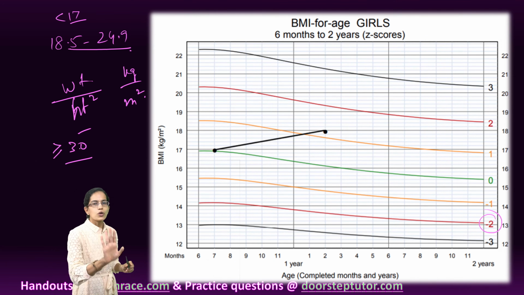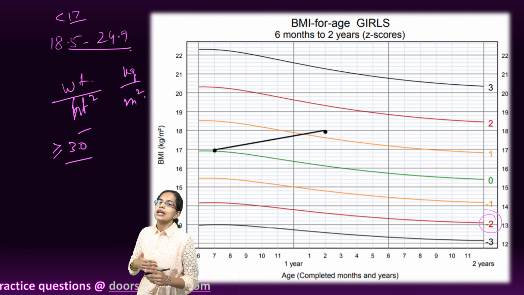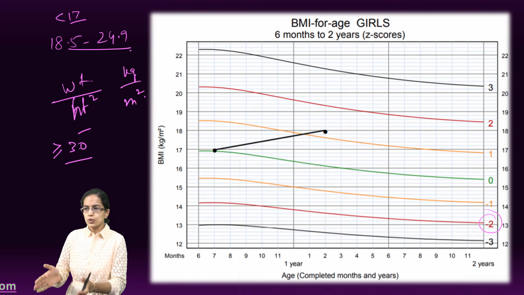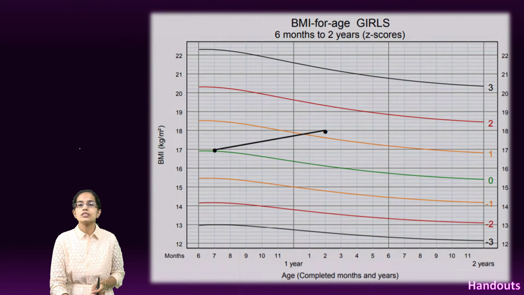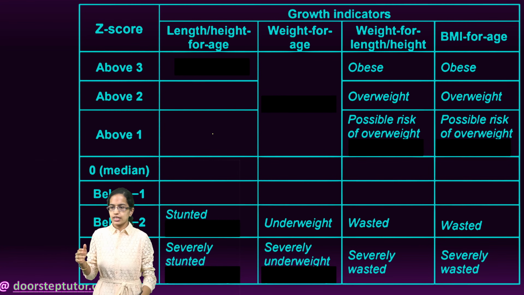So simply, if you want to calculate your BMI, you have to take your weight and square the height and divide your weight by the square of the height, and you would find the BMI and you would understand in what range it falls.